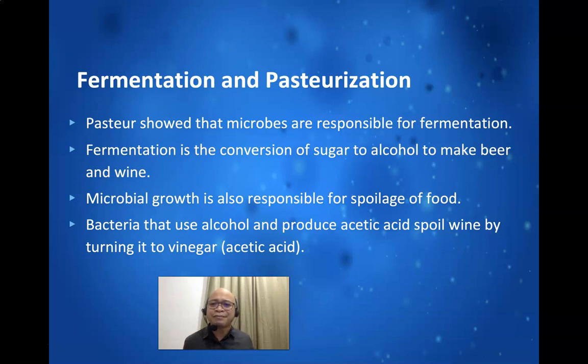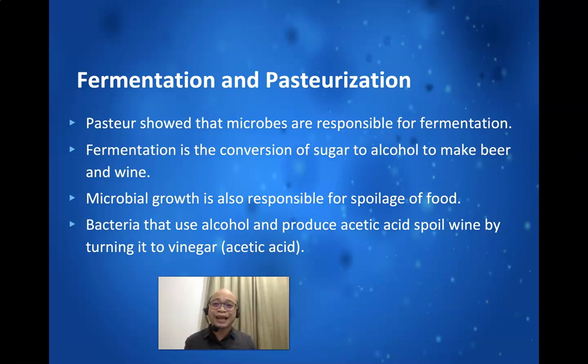Fermentation is the anaerobic breakdown of polysaccharides, and there are two possible byproducts. One is alcohol, and the other one is acetic acid. It depends on your starter organism. If your starter organism is a yeast, such as Saccharomyces cerevisiae.